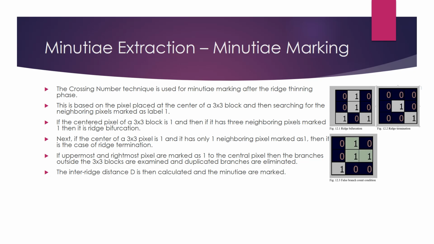Next, if the center of a 3x3 pixel is 1 and it has only one neighboring pixel marked as 1, then it is a case of ridge termination, as shown in figure 12.2. Next is figure 12.3. Here, if the uppermost and the rightmost pixels are marked as 1 to the central pixel, then the branches outside the 3x3 blocks are examined and duplicated branches are eliminated. The inter-ridge distance d, or the distance between two ridges, is then calculated and the minutiae are marked.